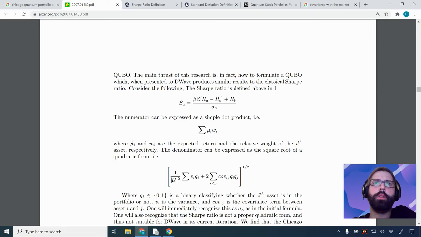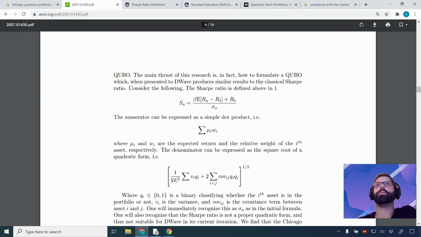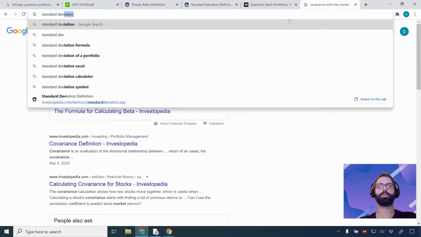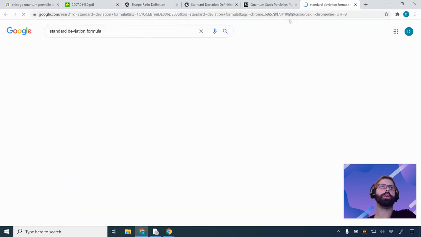The denominator can be expressed as a square root of a quadratic form, where Q_i is binary classifying whether the ith asset is in the portfolio or not, V_i is the variance, and cov_ij is a covariance term between asset i and asset j. So I guess that is the formula for standard deviation, right? Like standard deviation formula.